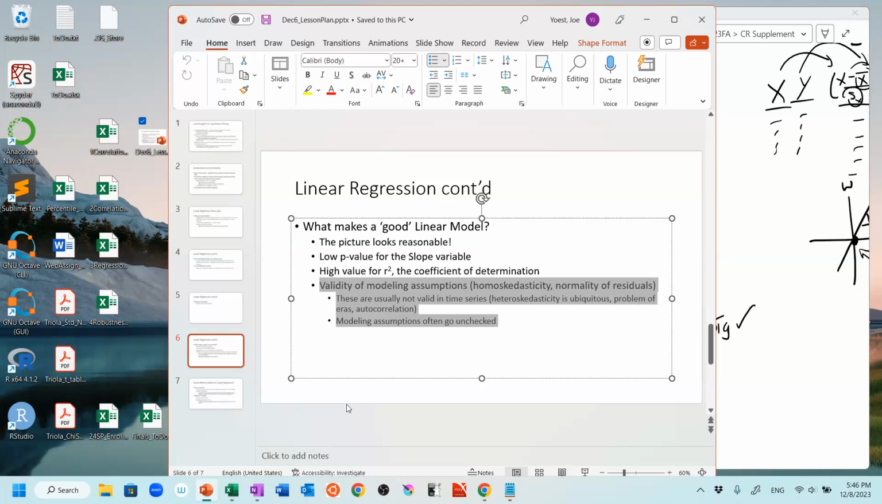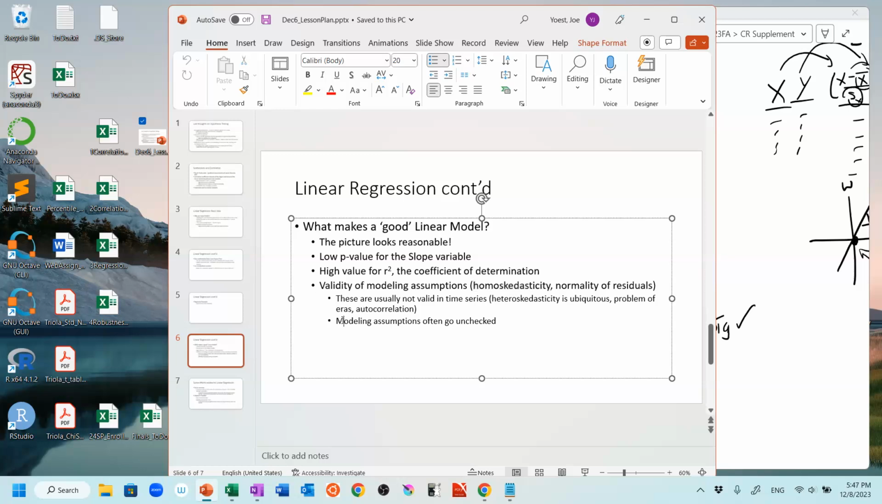modeling assumptions. So what should the residuals look like? The residuals should be kind of random. The errors should be kind of random. They shouldn't follow a pattern like we saw in some of them. We should have homoscedasticity. The errors shouldn't be really variable on one side and less variable on the other side. They should have about the same variability all the way across.